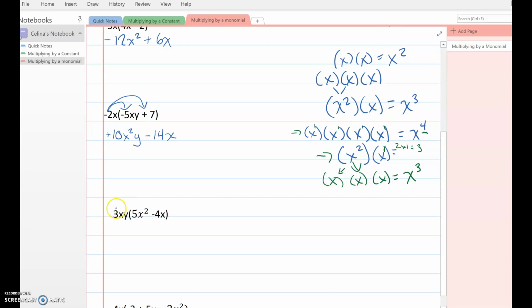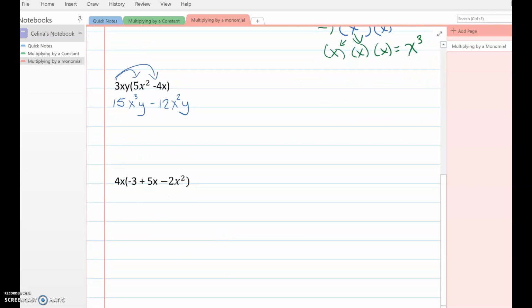Okay. 3 times 5, 15. X times an x squared. Well, there's going to be 3 of those x's, so x cubed. Y has nobody else to multiply by, so we just carry it down. 3xy times negative 4x. Positive and negative make a negative. 3 times 4 is 12. X times x is x squared. Y.